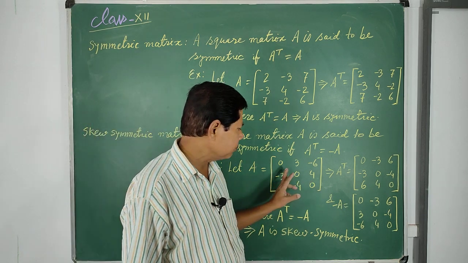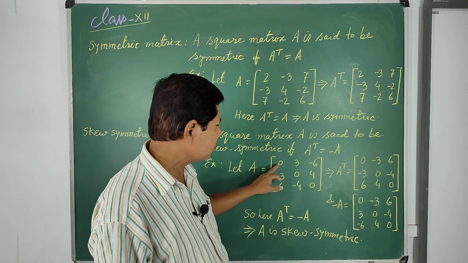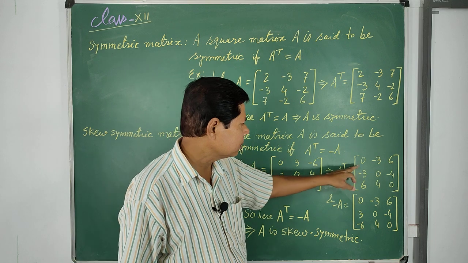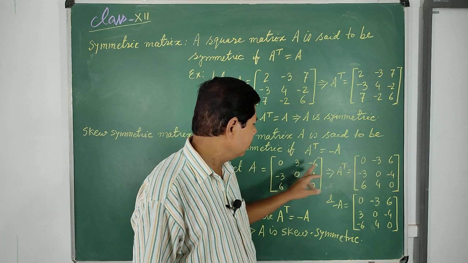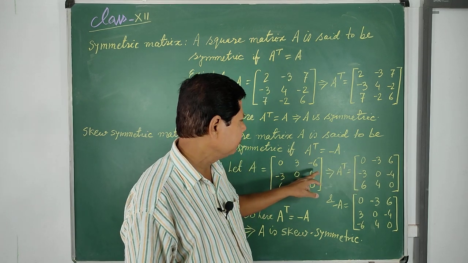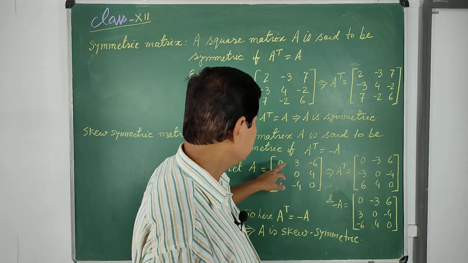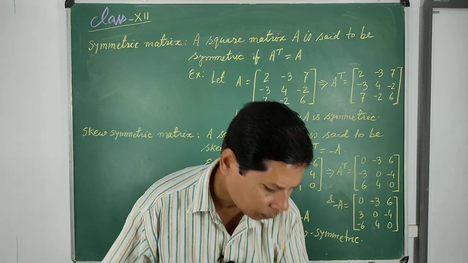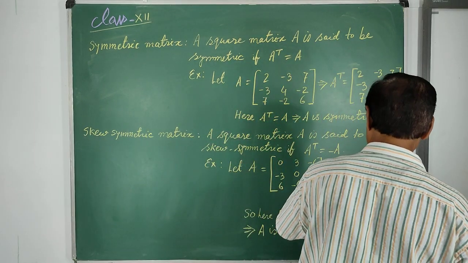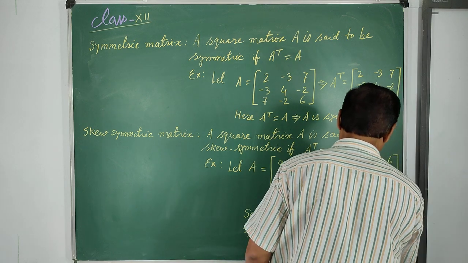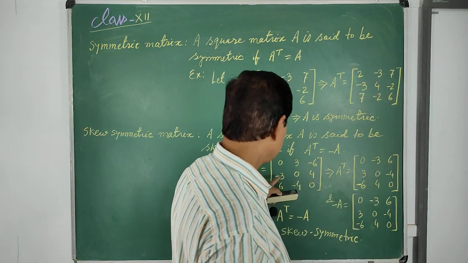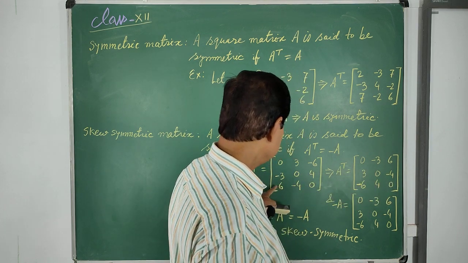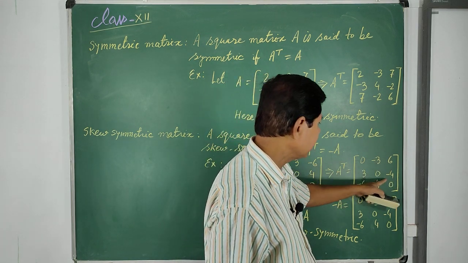Then if the transpose of A is taken here, first row becomes first column, 0 3 -6. So transpose will be 0 3 and -6. Thereafter -3 0 4 and 6 -4 0.